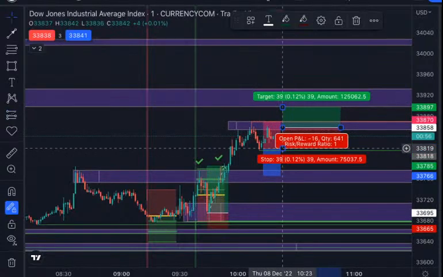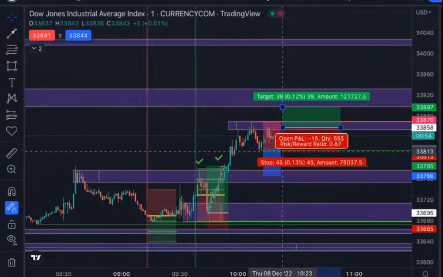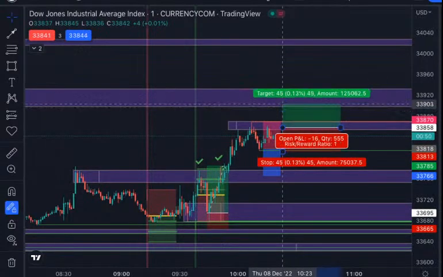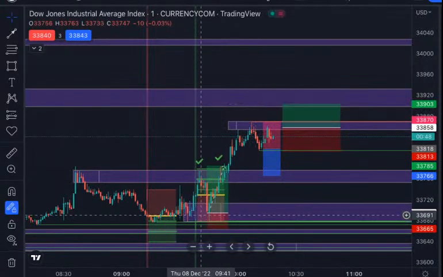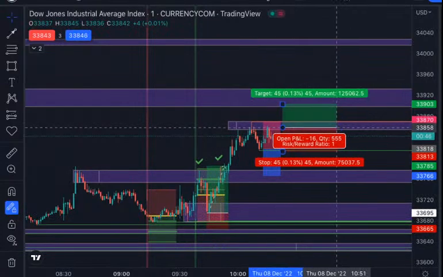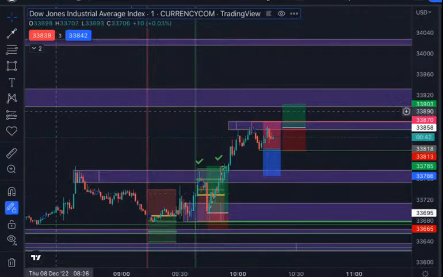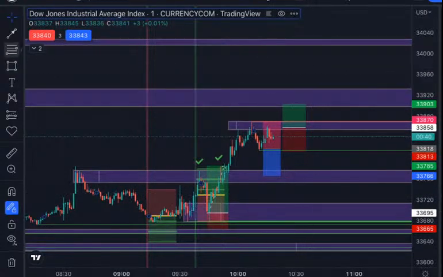And what's the stop loss for this? What's this low? 43. Let's say 45. 45. Boom. That could easily be the setup to take it to the upside. But I need the market to pull back some, right? Need the market to pull back.